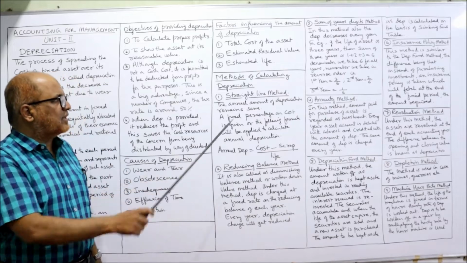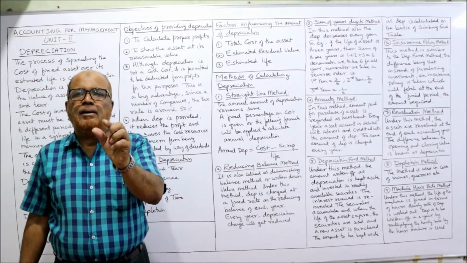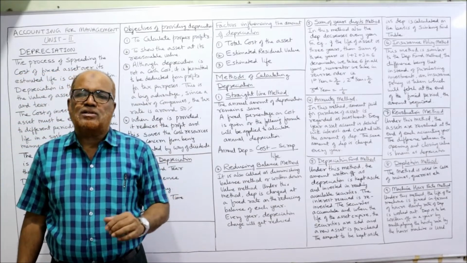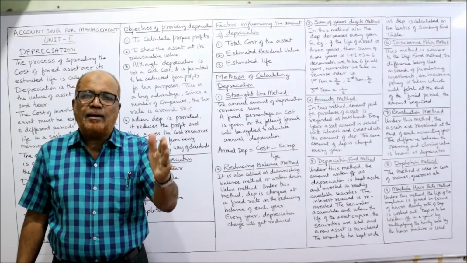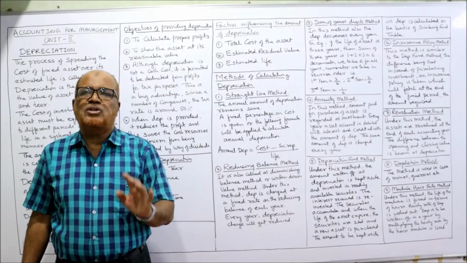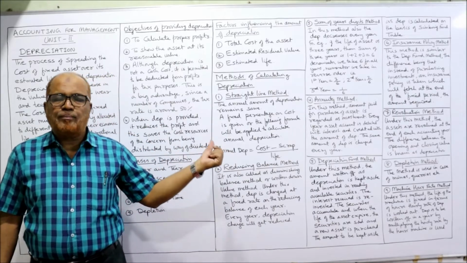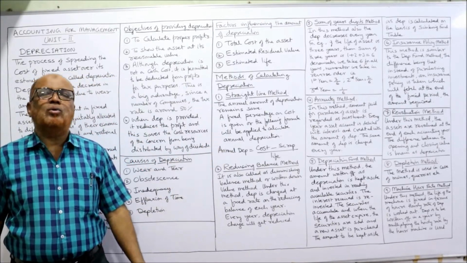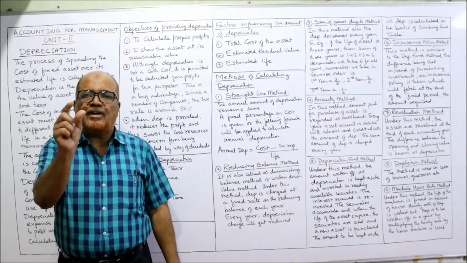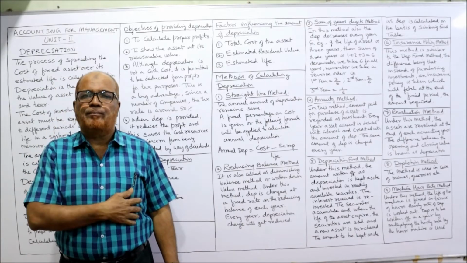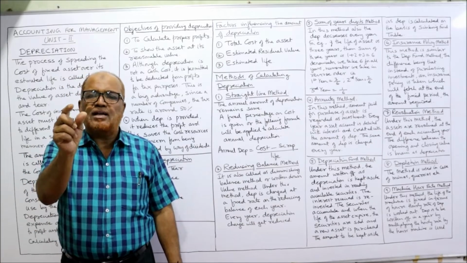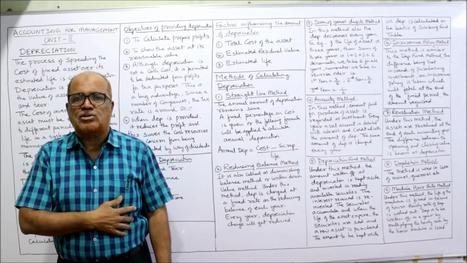According to this method, the annual depreciation will remain constant. Every year, the same amount of depreciation will be charged. Depreciation will not change. So in the straight line method, how do we calculate depreciation? A fixed percentage may be given.